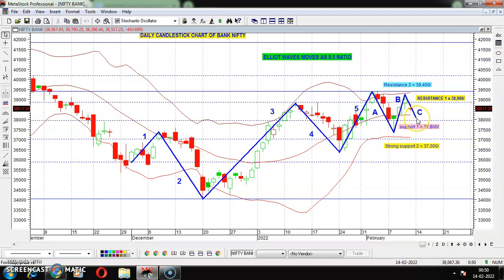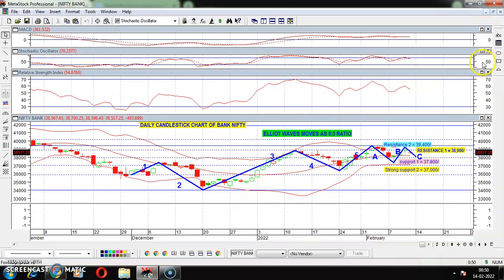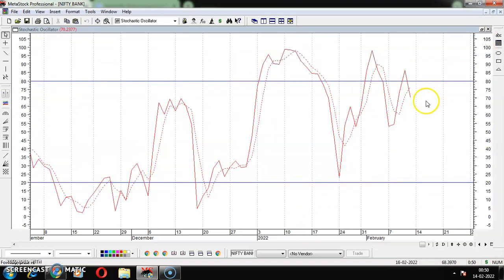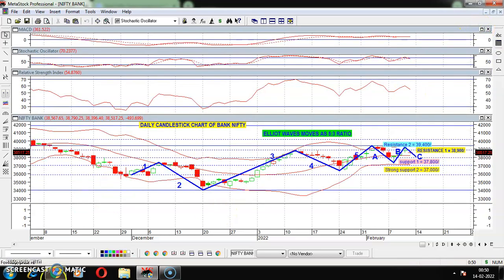So as far as the Elliott wave is concerned, we cannot come to a proper conclusion. You see that after the third wave, the last corrective wave has already started, right? Now, what about the other parameter? You see, this is a stochastic. Stochastic is also showing a negative divergence. You see, there is a negative crossover. This is also negative.